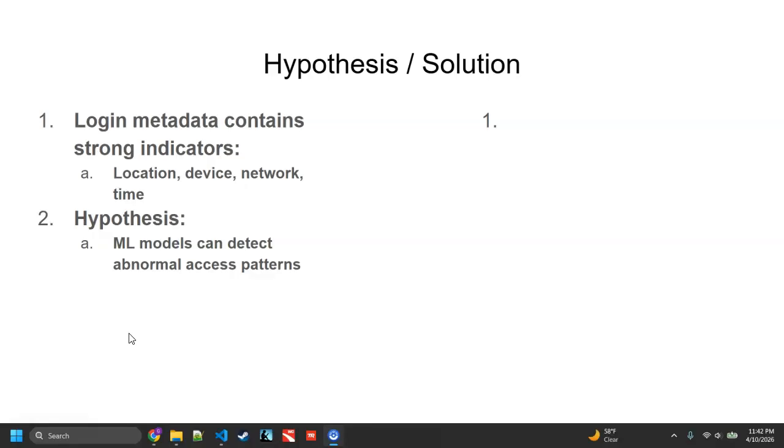The hypothesis is that login metadata is going to contain some pretty strong signals for detecting risk. This includes information like location, device type, network characteristics, and login timing. I'm going to be using models such as gradient boosting to learn patterns in the data and predict whether a login is high risk. I'm also going to use feature importance to understand which factors contribute most, which is especially important for interpretability.